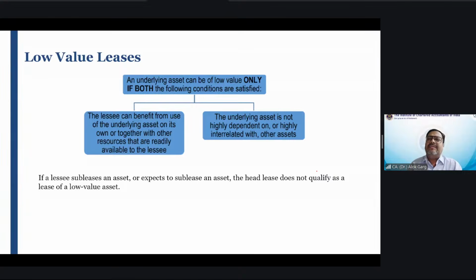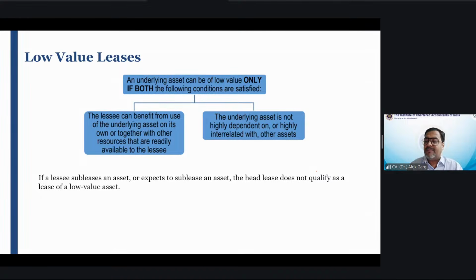Sir, the lessee has entered into a contract for a printer for 3 years. Can lessee avail the low value lease exemption? Yes. The period is only relevant for short-term lease exemption. The period is not relevant for low value lease exemption. In low value lease exemption, the item is relevant, the identified asset is relevant. Is that clear?